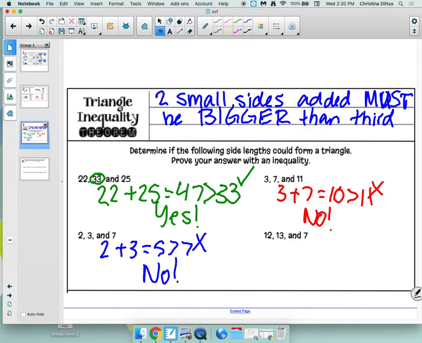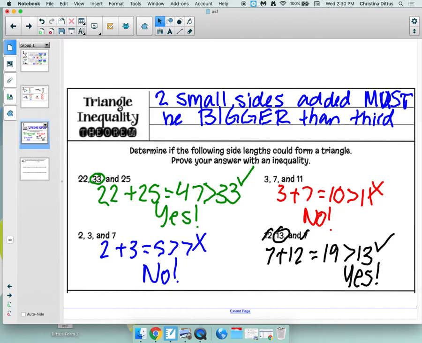And the last one, the two small ones, 7 and 12. Total 19. Is 19 bigger than 13? Yes. Can I have a triangle? Yes. 7, 12, and the third side 13. Alright. Questions there?